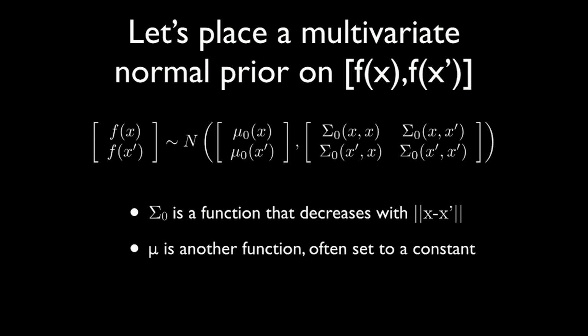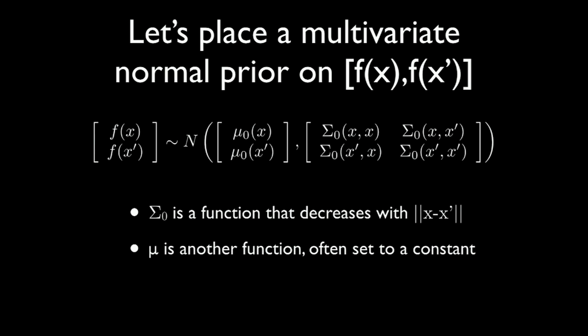In order to create the mean vector, I'm going to assume that I have a function, mu0, which I'm going to evaluate at the 2 points x and x prime, and create a vector. In practice, what people usually do is they take mu0 to just be a constant. And actually, often the constant is 0. So you can imagine there are just zeros plugged in here.